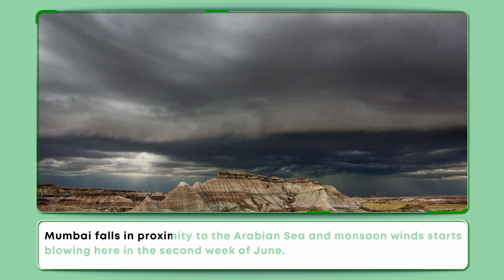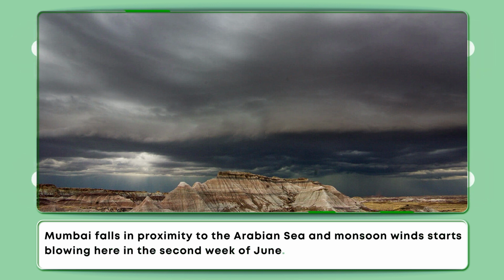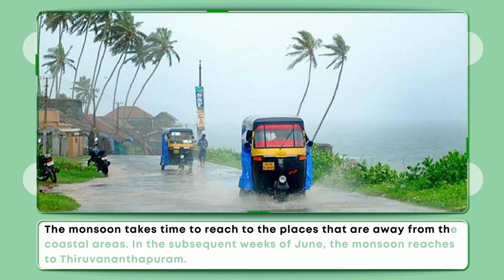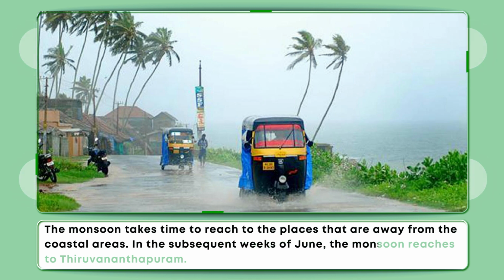Mumbai falls in proximity to the Arabian Sea and monsoon wind starts blowing here in the second week of June. The monsoon takes time to reach places that are away from the coastal areas. In the subsequent weeks of June, the monsoon reaches Thiruvananthapuram.